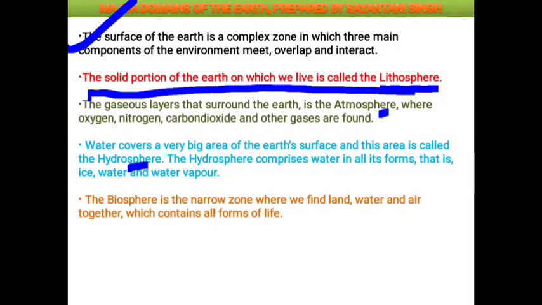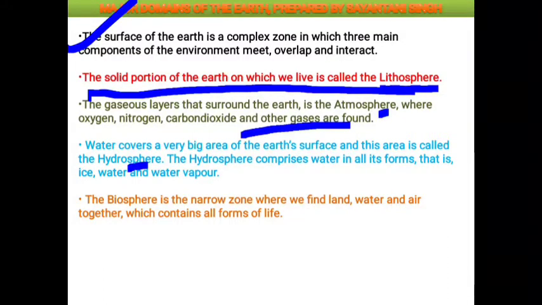Next one is the atmosphere. By the term atmosphere, we can understand that it is related to air or gas. The gaseous layer that surrounds the earth is called the atmosphere, where oxygen, nitrogen, carbon dioxide and other gases are found mainly.